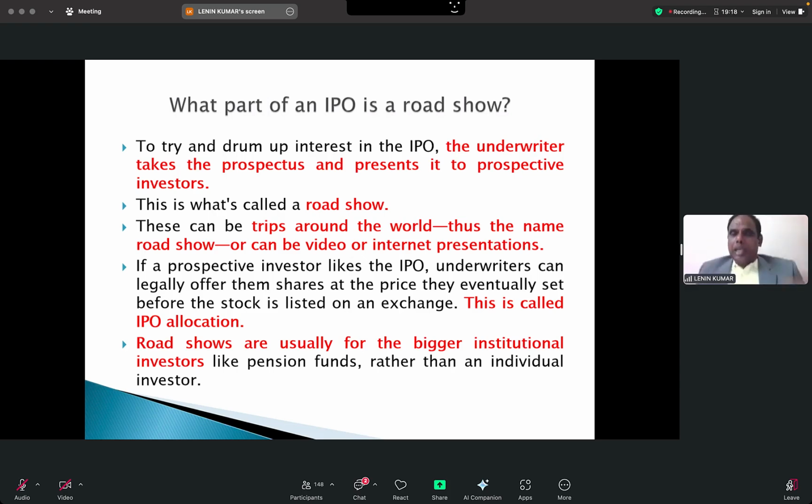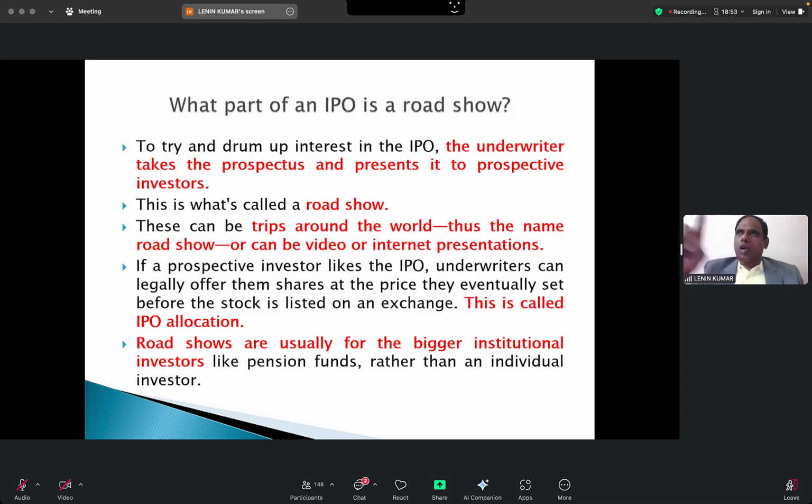Recently I told you NBD purchased from Lulu at the price of 100 dirhams, one share. Now, what will NBD do? I told you earlier they'll prepare a prospectus. So now NBD will take the prospectus and they'll go around this world to meet the prospective buyers. That is actually called a roadshow.